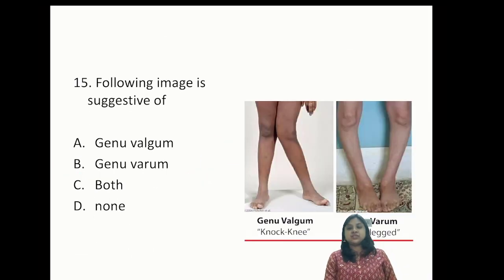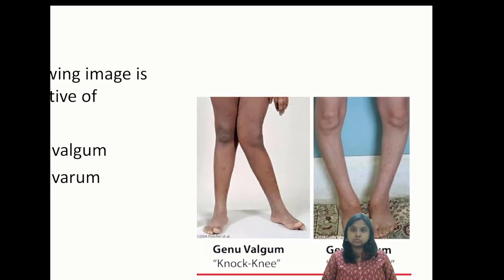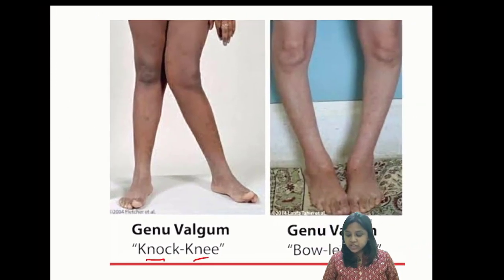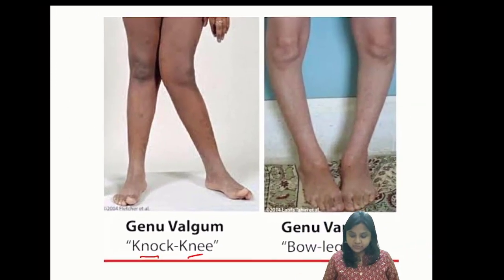Following image is suggestive of. I'm not sure whether genu valgum or genu varum is asked in the question, so I have put both the images. Can you see this? This is known as knock knee. So valgum, that is, the knees are joined together. And if the knees are separated, we call it genu varum or bow-legged.